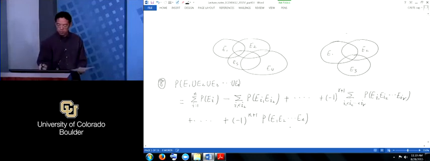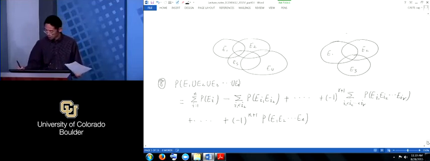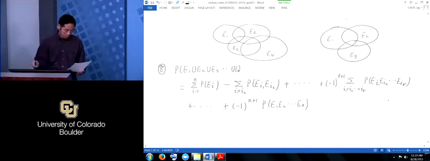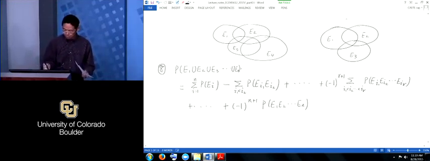Okay, so this is a general formula. You will rarely be able to use it because you rarely know the intersection of all of these, the probability of the intersection of all of these. Okay. So it turns out in practice, we just use the union bound more often than this kind of exact calculation. Okay.